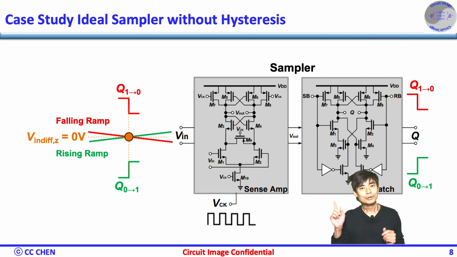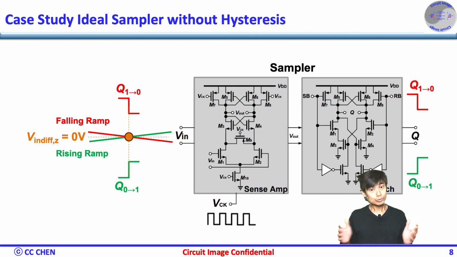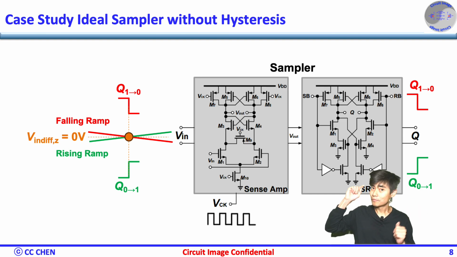But for a real sampler without a clean reset, what do you expect? Think about the flipping image for 5 seconds.